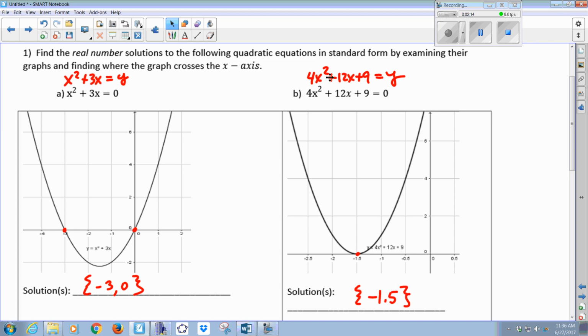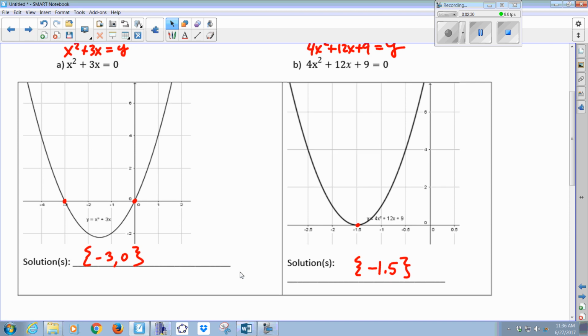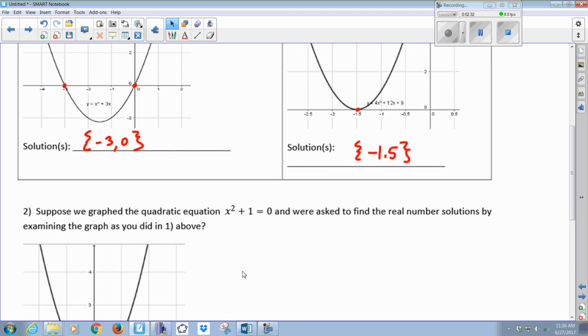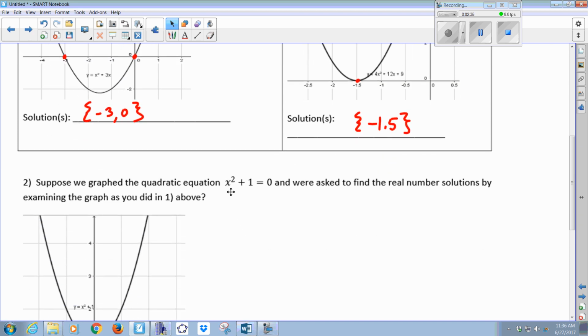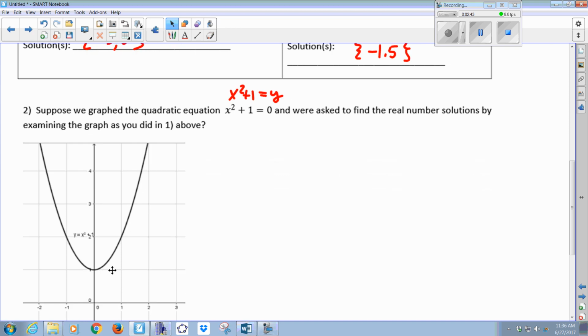So we see a situation here where we can have two real solutions for a quadratic equation, or one real solution for a quadratic equation, and you should be fairly familiar with this after solving some of the quadratic equations you did for homework last night. Let's take a look at number 2. Suppose we graph the quadratic equation x squared plus 1 equals y, and we would get this particular parabola.